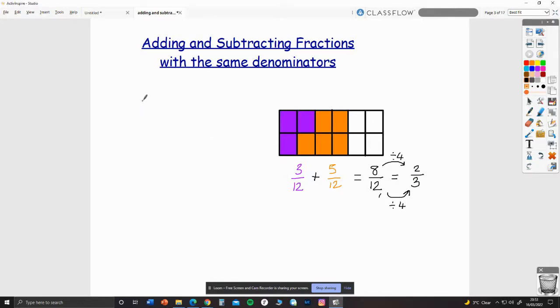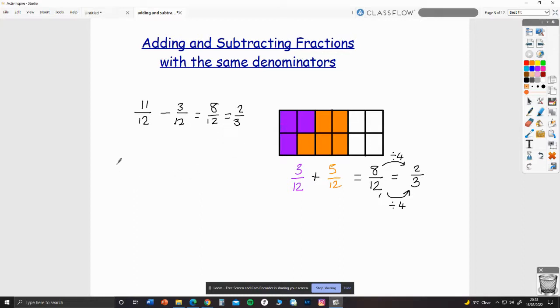The same goes for subtract. If I started with 11 of those 12ths, and then I wanted to unshade 3 of those 12ths, I would have 8 of those 12ths, or 2/3.